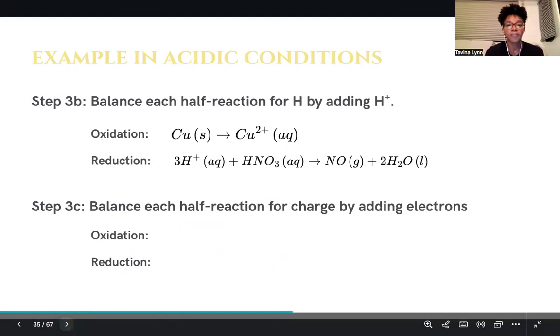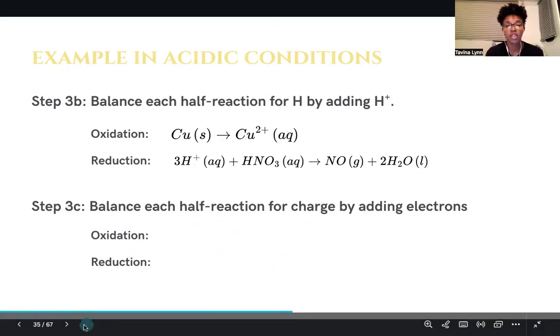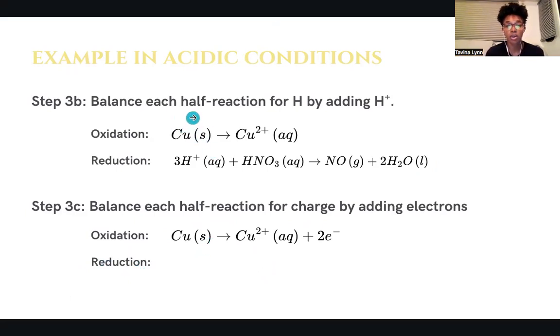So now our final step for balancing our half reactions, we're going to balance the charge by adding electrons. So starting with our oxidation step, right, we have a charge of 0 on the reactant side and 2 plus on the product side. So if we add 2 electrons here, then that will cancel out our positive 2 charge and we'll have a charge of 0 on both sides.